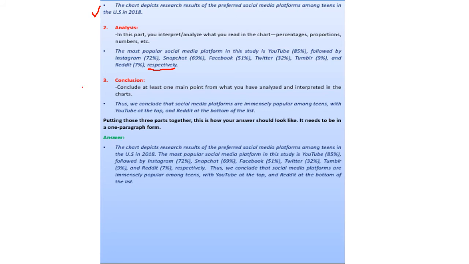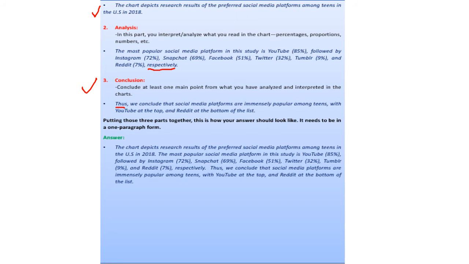Conclusion, this is the last part. I need to conclude one way. What does this tell you? Okay, conclusion, thus, we have to write the word thus. Thus, and then we conclude. Okay, thus we conclude that social media platforms are immensely popular among teens, greatly popular, with YouTube at the top and Reddit at the bottom of the list.